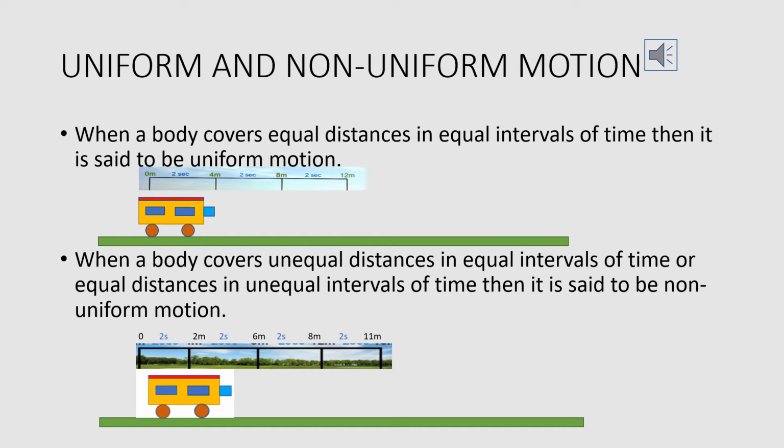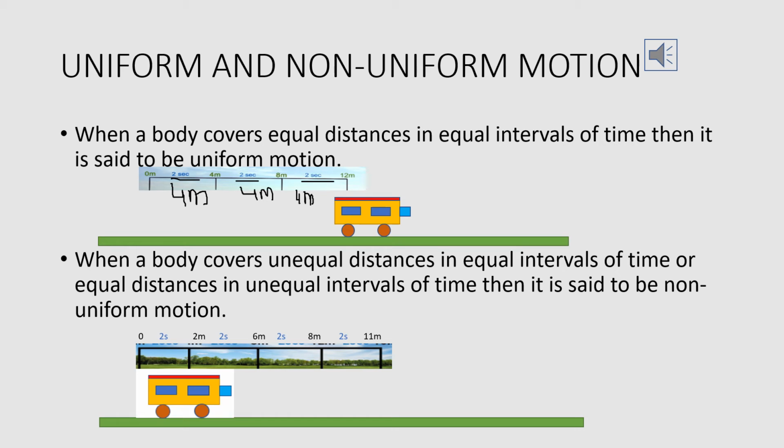Uniform and non-uniform motion. We see a vehicle moving. Is it uniform or non-uniform? If we observe it carefully, we can see that in every 2 seconds of its journey, it covers an equal 4 meters of distance. So we say that is a uniform motion. So when an object covers equal distances in equal intervals of time, then it is said to be in uniform motion.